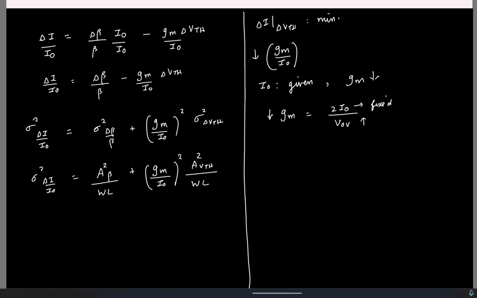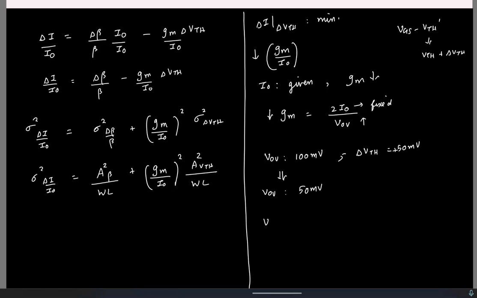And that should make sense, because let us say I have an overdrive of 100 millivolt, and let us say my delta VTH is some 50 millivolt. Now, because of this threshold voltage mismatch, what will be the effective overdrive? Remember, effective overdrive is VGS minus effective threshold voltage. Right, this threshold voltage is VTH plus delta VTH. What will this be? It will reduce by 50 millivolt here.